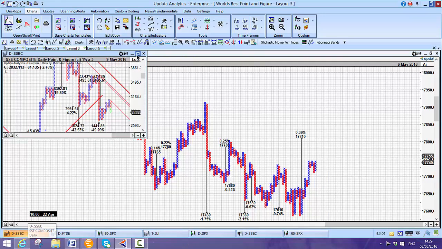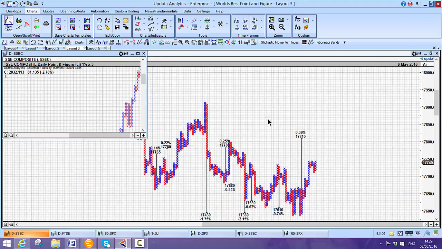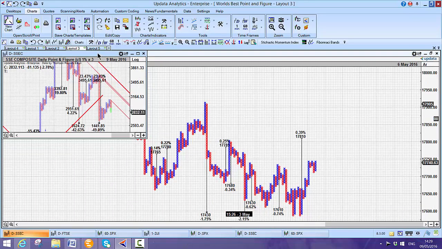Point and figure charts really interesting, of course, because they don't have any time frame built into the chart, so you can literally see here we do mark the years on the axis, but there's no time frame on the analysis, and that's one of the things that a lot of people do find quite tricky about point and figure charts.